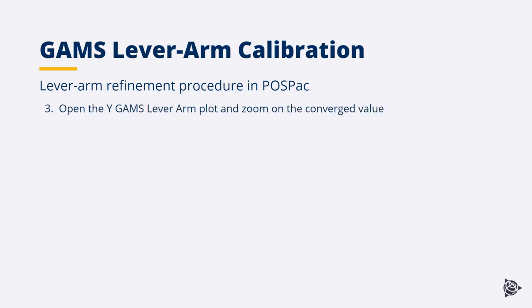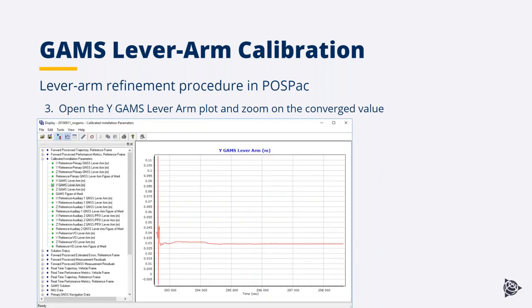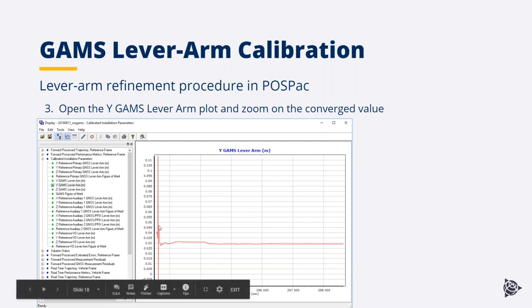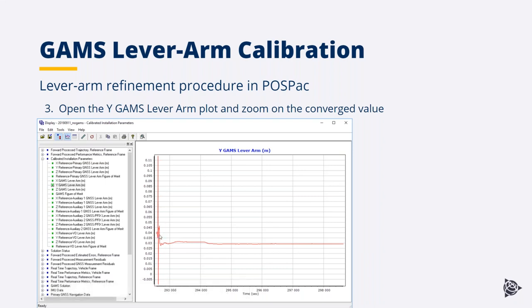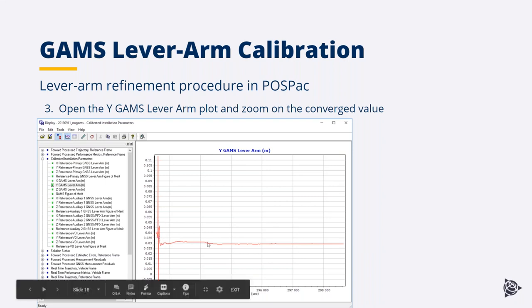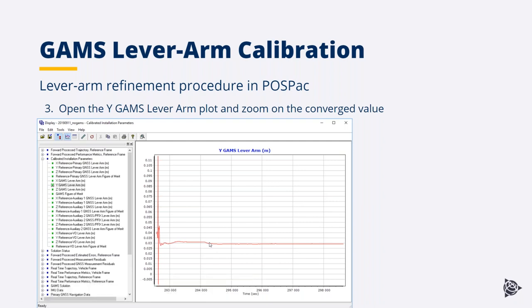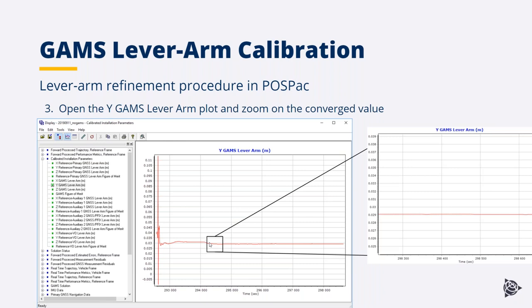Then we go to the plots of POSPac and we try to find this plot under calibrated installation parameters, and we check the Y GNSS lever arm plot. It will usually kind of rotate around or change around in the beginning of the mission, and then it kind of converges to a good solution. And we want to take that part where it has converged and take the value from there.